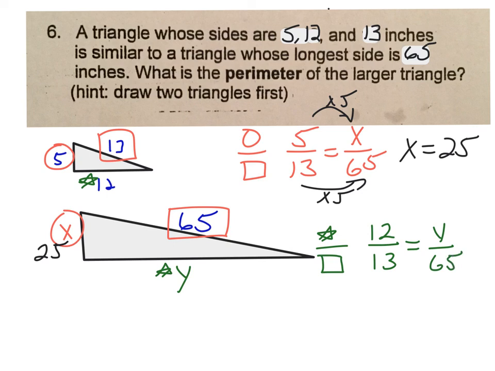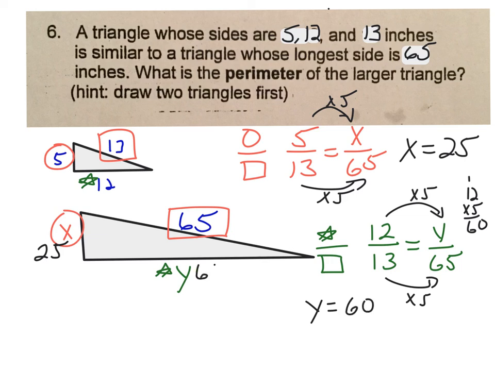Again, it is a scale factor of 5. So that's easy. Times 5 times 5. So everything, in other words, is just times 5. 5 times the size. So 12 times 5 will get you 60. So y equals 60. So we'll label this one 60.